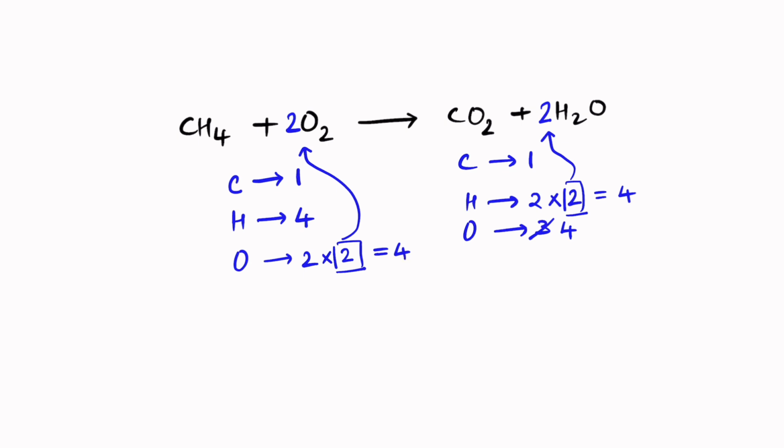Now if you do a visual inspection of this, you have 1 carbon on both sides, 4 hydrogens on both sides, and 4 oxygens on both sides. If you look at the equation, they should also visually align. 1 carbon on both sides, 4 hydrogens on the left, 4 hydrogens on the right, 4 oxygens on the left. Notice carefully, 4 meaning 2 times 2, and 4 oxygens on the right, which is this 2, and then 2 oxygens from there.